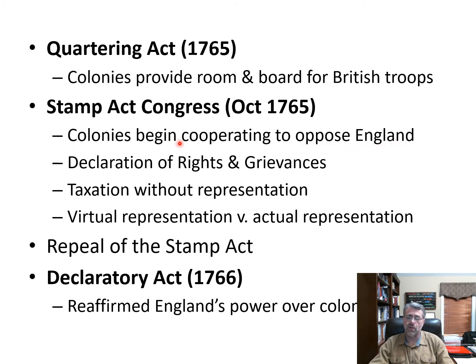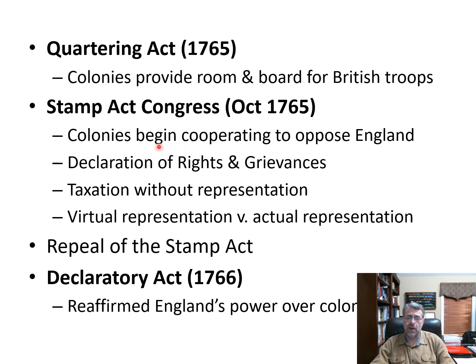So we see here, while there's a lot of similarity between the Stamp Act Congress and the Albany Conference, here they are opposing England, whereas before they were just trying to figure out how to work together to resist the French. Here now they're opposing England. This is the first time the colonies are getting together to discuss a common problem which involves their protest of the British government. So here they're kind of turning a corner.